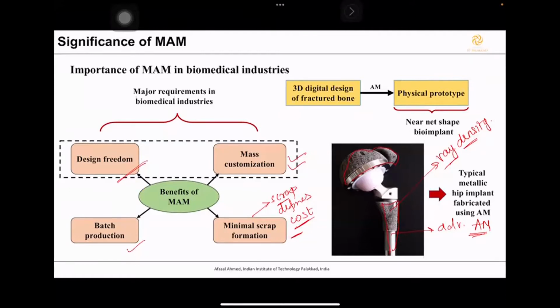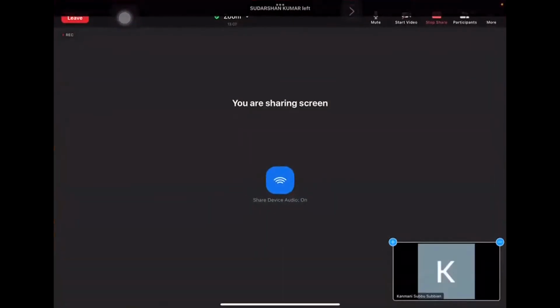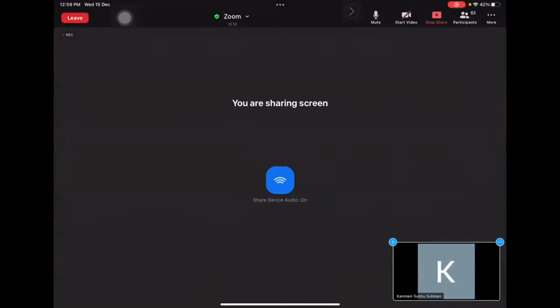Maybe if I understand the question in another way, he is asking about internal features, for example, if a hole or something is there and you want to polish it, how to polish? I hope that is the question from Anuj. Am I right, Anuj? Yes, sir, that is the question, sir.